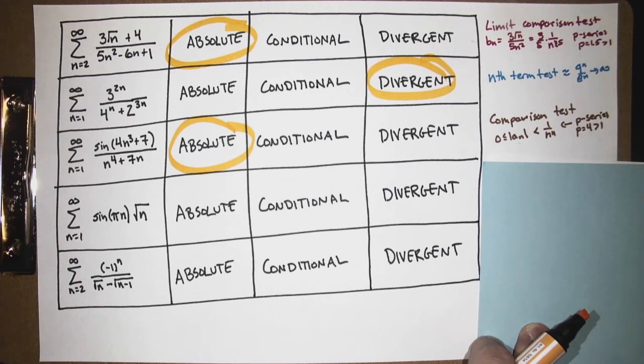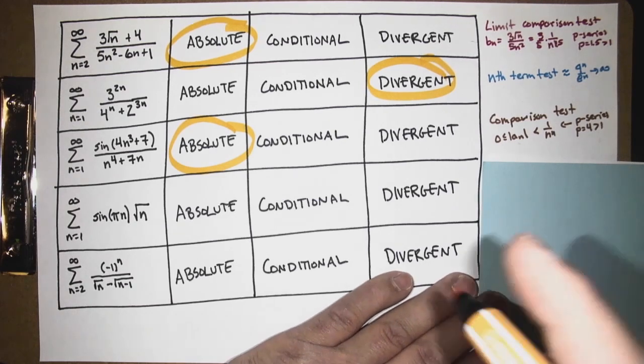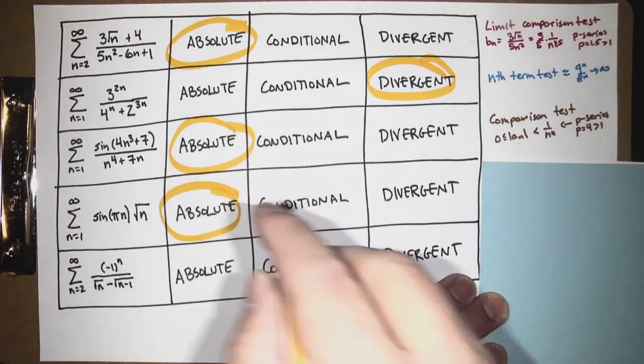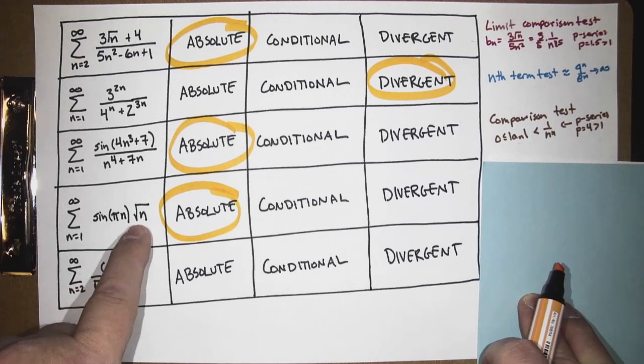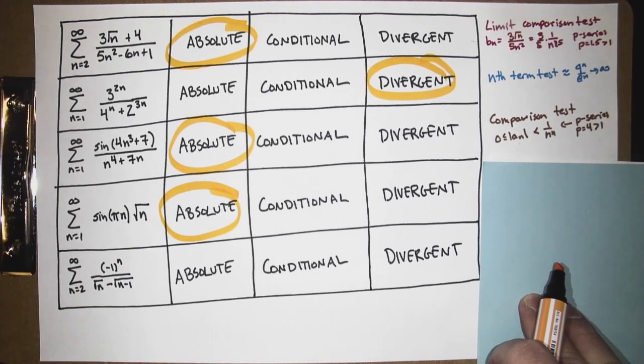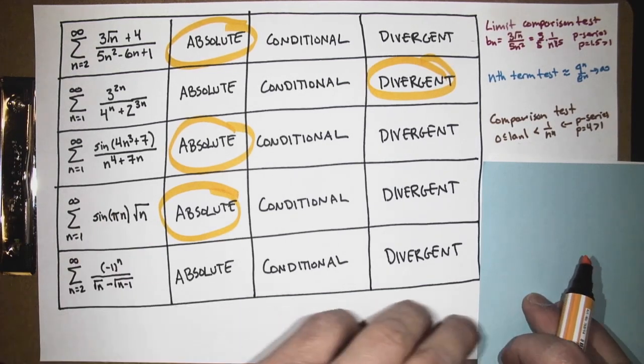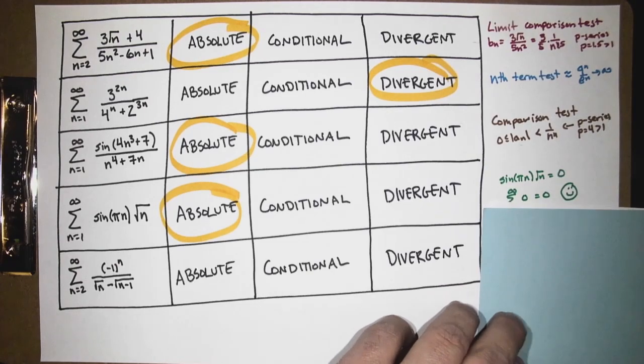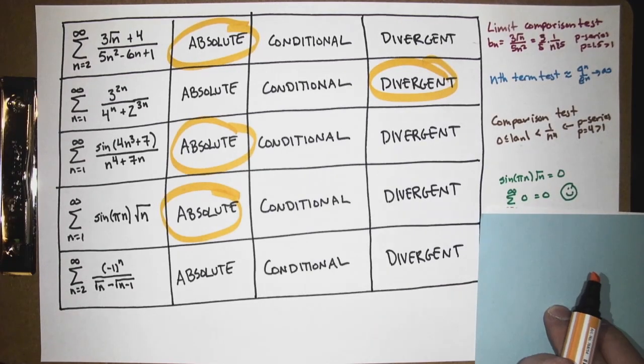Sine pi n times root n. Absolute, conditional, or divergent? Absolute. Why is it absolute? That square root of n gets big. Sine of pi n is always 0. So you're adding up 0. And it turns out adding up 0 is easy to do.